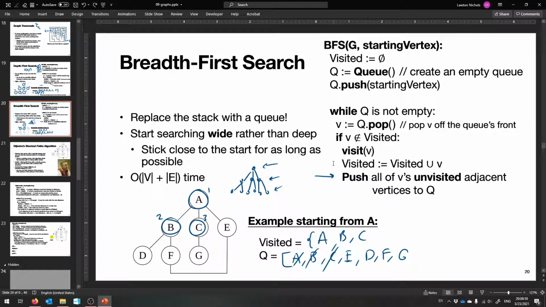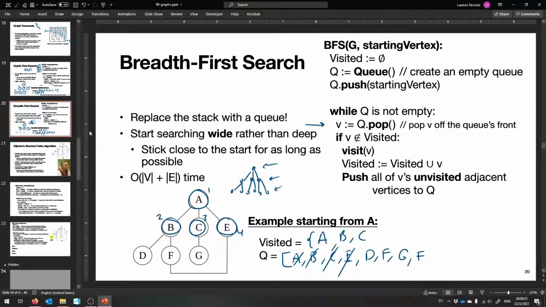So then it's time to continue this loop. And we're going to pop off the E. The E is the next thing at the front of the queue. So that's the fourth thing that we visit. So see how we're visiting 1, 2, 3, 4 in level order, essentially. We're sticking close to where we started for as long as possible. And then, so that was E, and then we're going to push all of its unvisited adjacent vertices, so not A, but F, okay? So we're going to push that F to our queue, and there we go.